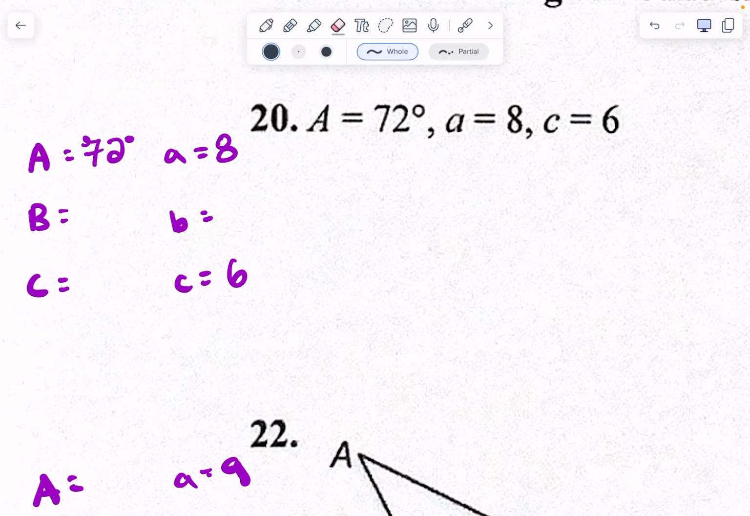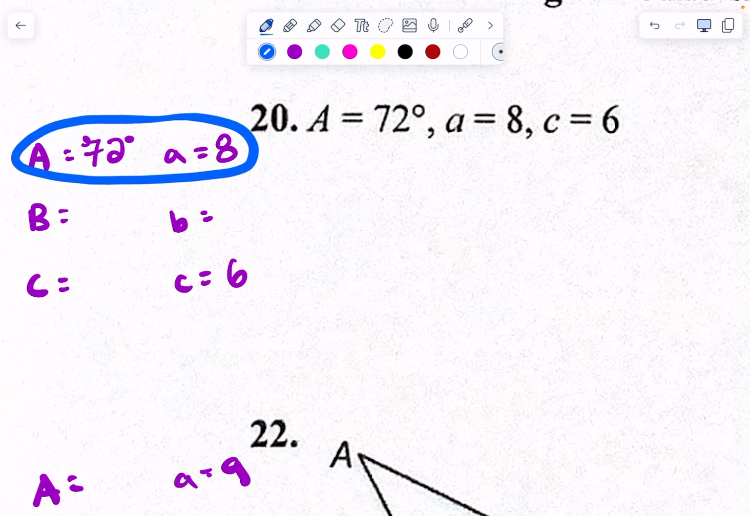All right, number 20. Given the information we have, I have the 3 pieces of information that they give me, because they always have to give you 3 things. Can you use the law of sines, or do you have to use the law of cosines? How do you know? Because you have an angle on the side. Yeah, you can use the law of sines if I know one set, right? Like I have a pair of 2 things that go together, like A and A, B and B, C and C. Because I can set this up as sine of 72 over 8, right? So I can start here with the law of sines. I don't even have to do cosines, right?